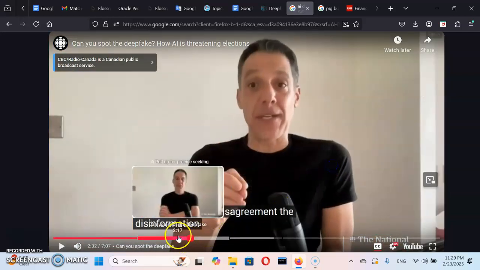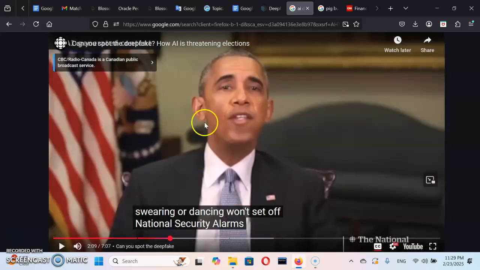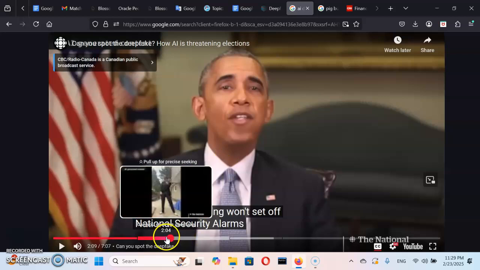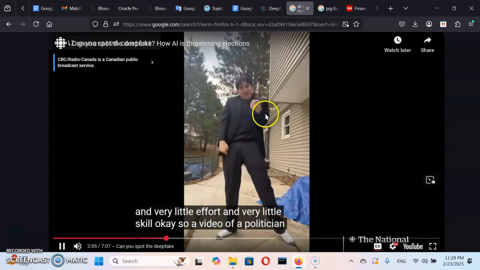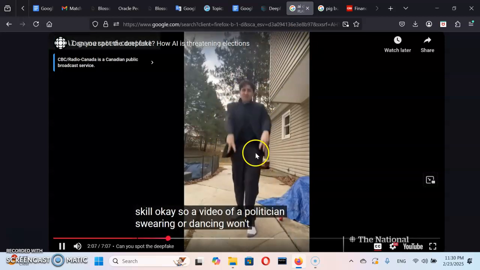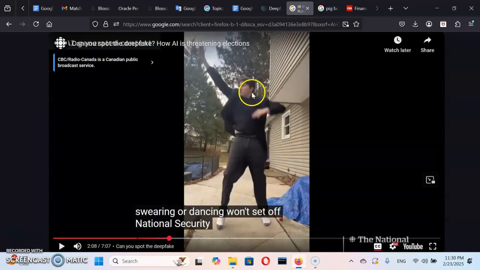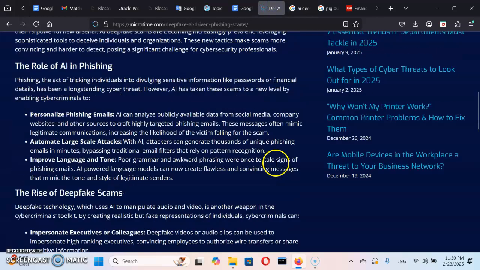So basically, this really short video of Obama saying that Trump is a censored word, that's deepfake, of this person dancing. Now you can see the little face glitch. At the moment, there is quite an easy telltale. Right now, the technology isn't as good as it could be.